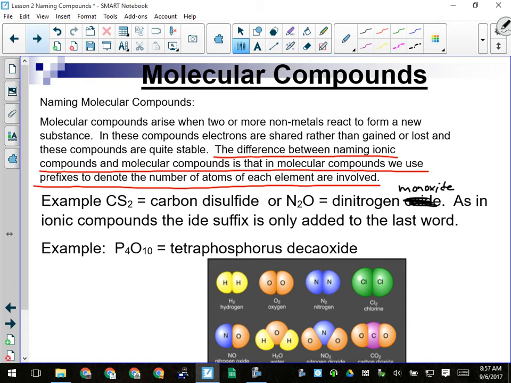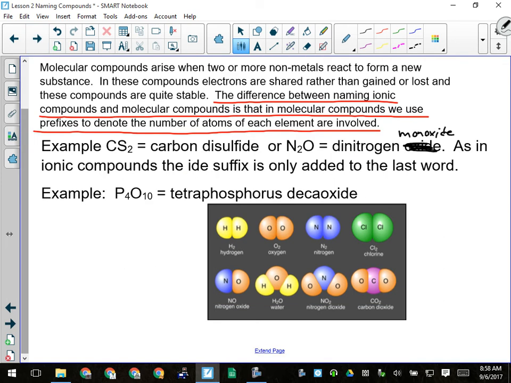Whatever order the formula is written in is the order you write the name in. So if we wrote it as CS2, then we write carbon first and sulfur second. Now that means we need to know our numeric prefixes up to at least 10. If we don't remember those, let's quickly write those down.